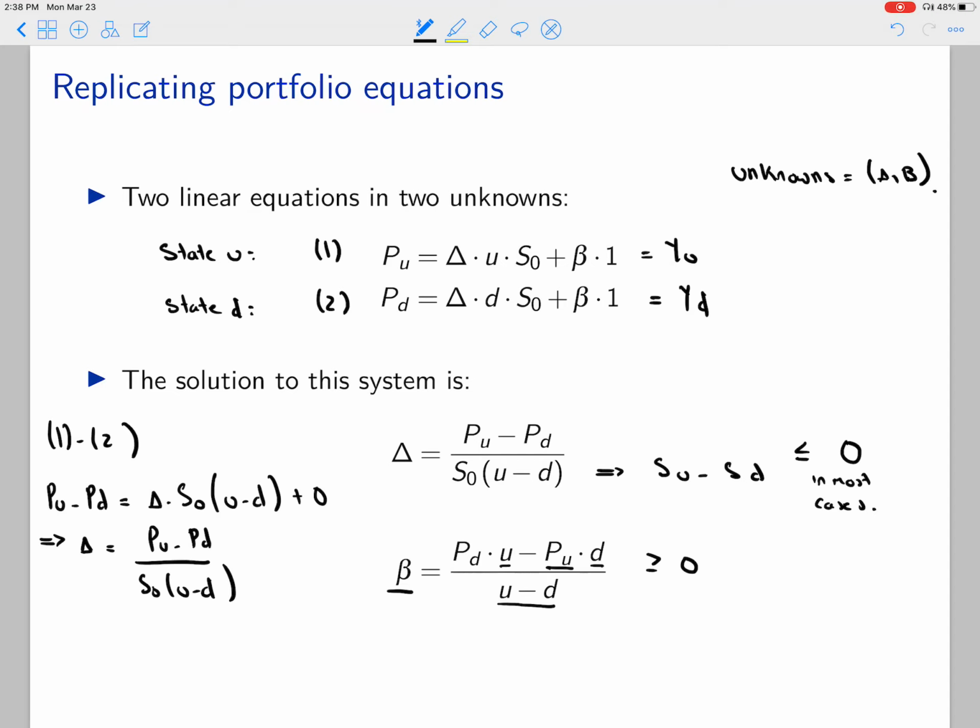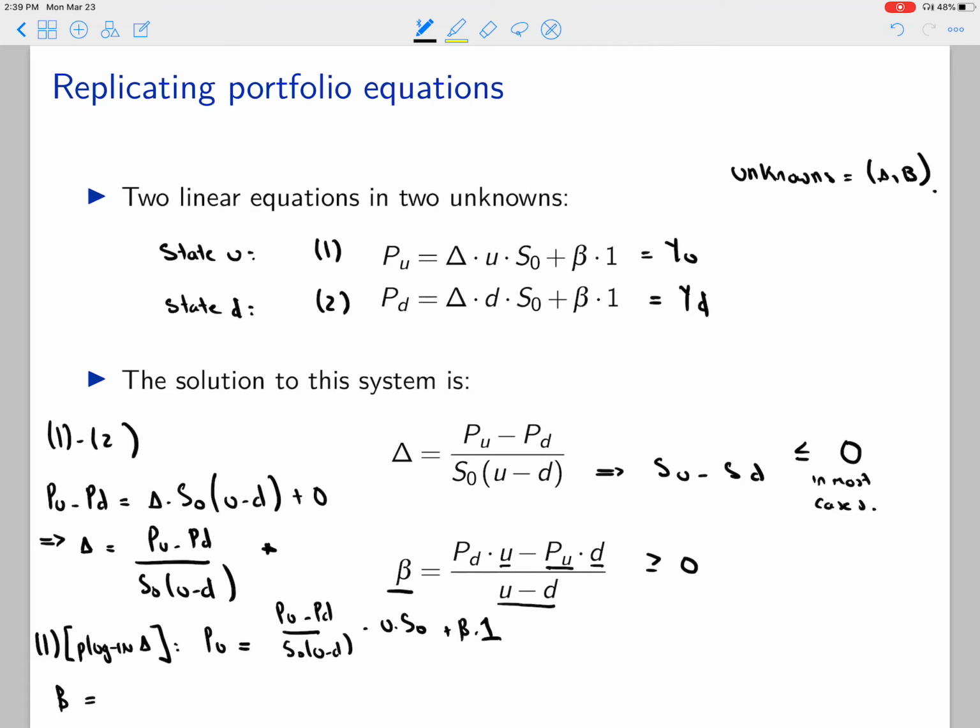Well, we plug this delta in. Okay, we plug delta in to either equation 1 or 2. Okay, let's go with, say, equation 1. If we plug in delta, it's going to become one equation and one unknown. That one equation is going to be PU equals PU minus PD over S0 times U minus D, times U times S0, plus beta times 1. We want to solve for beta, so we isolate it.